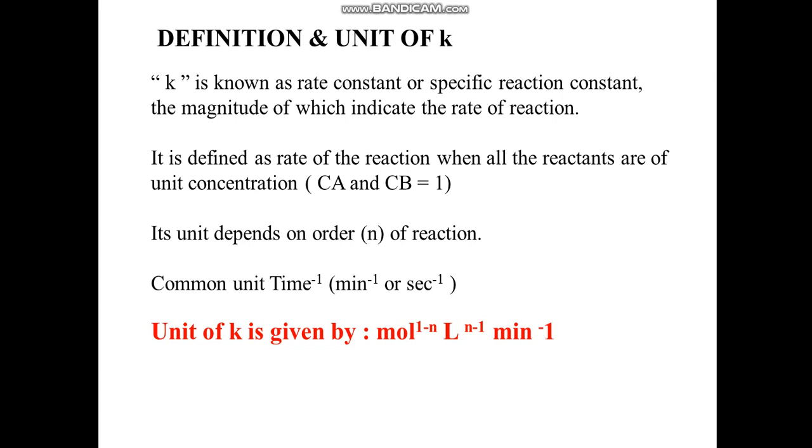The definition and unit of K. K is known as the rate constant or the specific reaction constant, the magnitude of which indicates the rate of the reaction. So the greater the magnitude of K, the greater will be the rate of the reaction. It is defined as the rate of the reaction when all the reactants are of unit concentration, that is, when Ca and Cb equal 1 mole per liter, then the rate constant K becomes equal to the rate of the reaction. That is why K is defined as the rate of the reaction when all the reactants are of unit concentration, hence it is called the specific reaction constant.